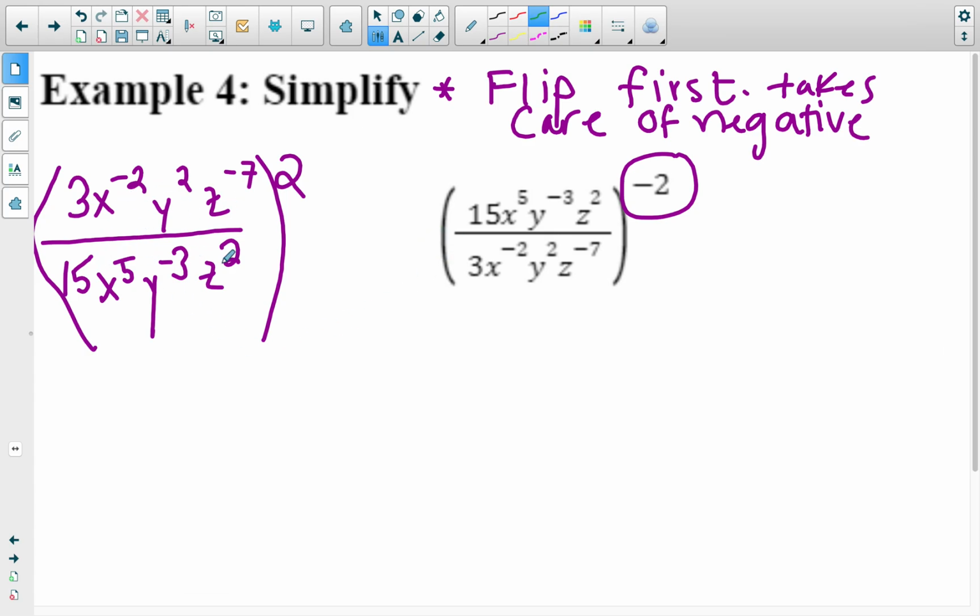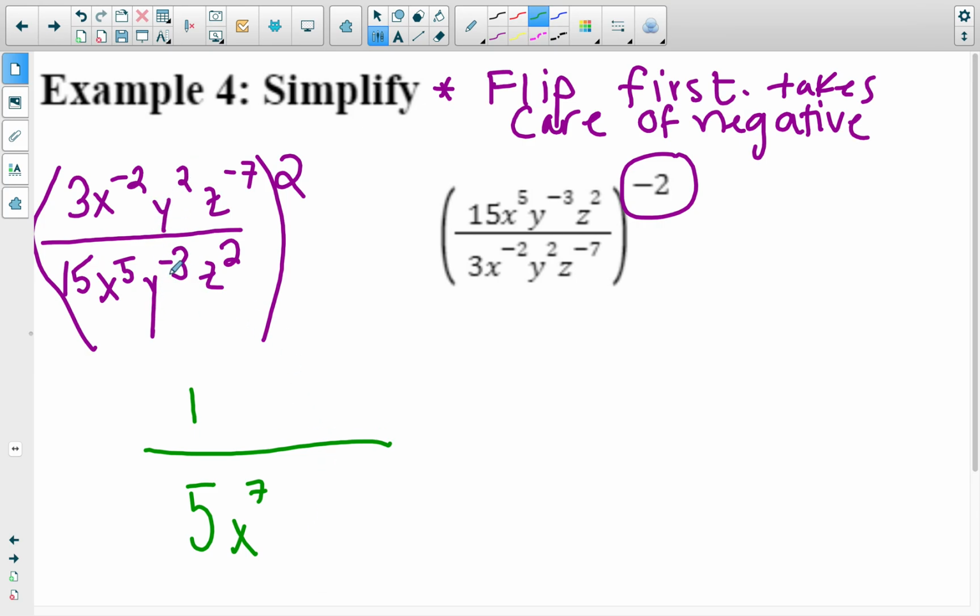I'm going to clean this up inside first before I square it. So draw my big fraction bar. 3 and 15 are both divisible by 3, so I'd be left with 1 on top and 5 on the bottom. X to the negative second and x to the fifth. So 5 minus negative 2 would give me x to the 7th in the denominator.